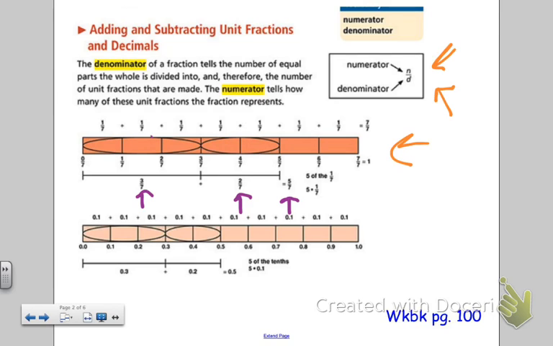Notice the only thing that was put together were the numerators. The denominator stayed the same. It was still adding 7ths. So we kept the 7 there. Take a look down here.